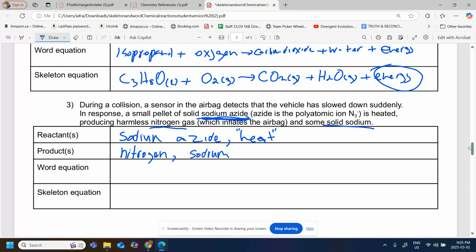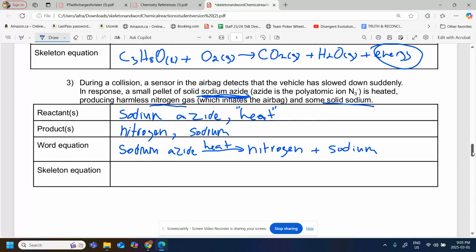So we can write a word equation out. We have sodium azide plus energy. You could also do this, an arrow, and then put heat on top here like that. And we're told it makes nitrogen plus sodium. So now we can convert this into a skeleton equation.